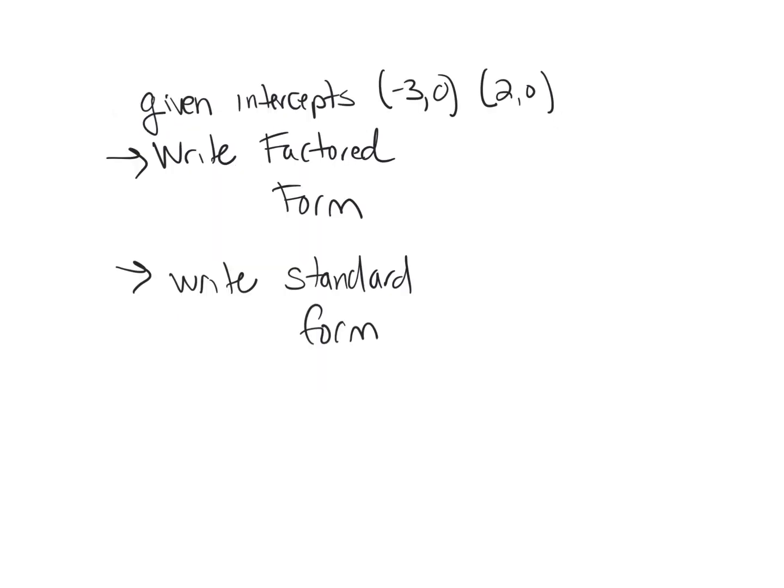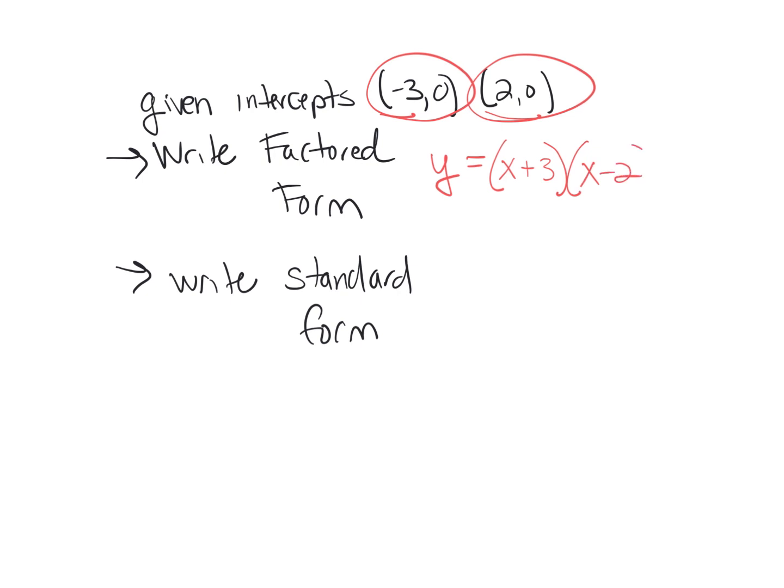If we look at the next problem, we are given the intercepts at negative 3, 0, and 2, 0, and we're asked to do 2 things: write in factored form and then write in standard form. So we go to write in factored form. Remember that if our intercept is negative 3, then our factor would be x plus 3. And if our intercept is at 2, then our factor would be x minus 2. So that is our factored form.